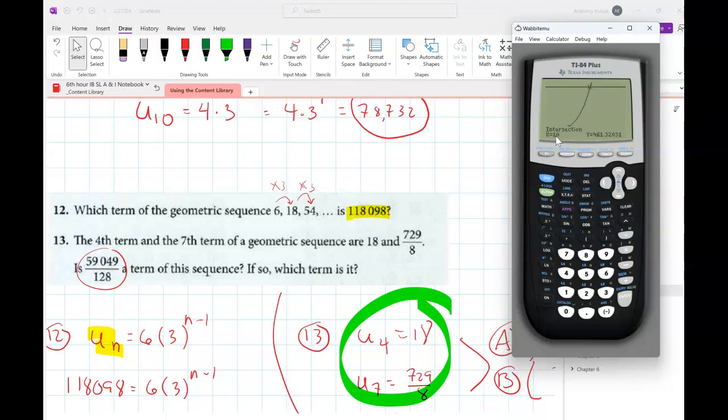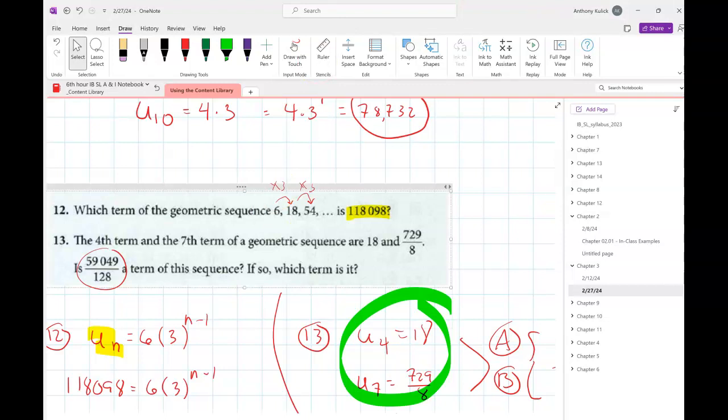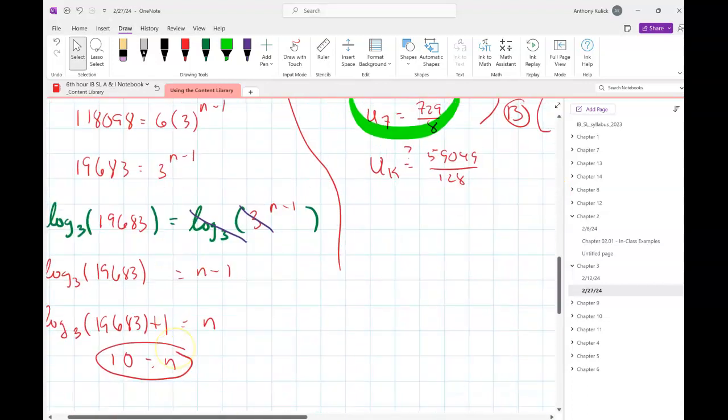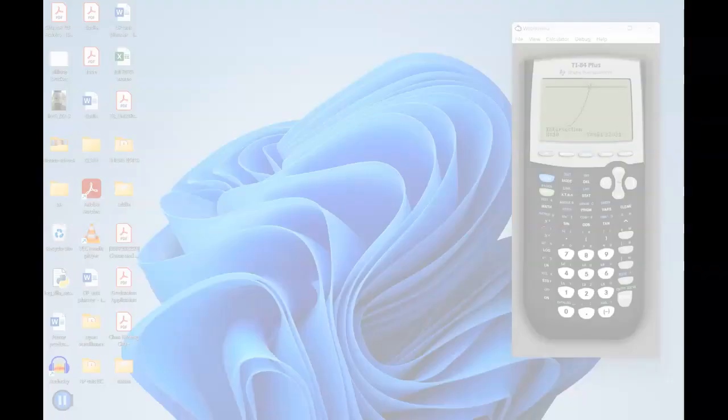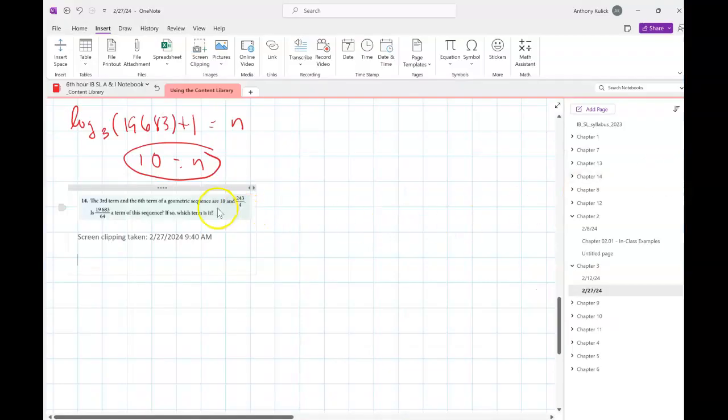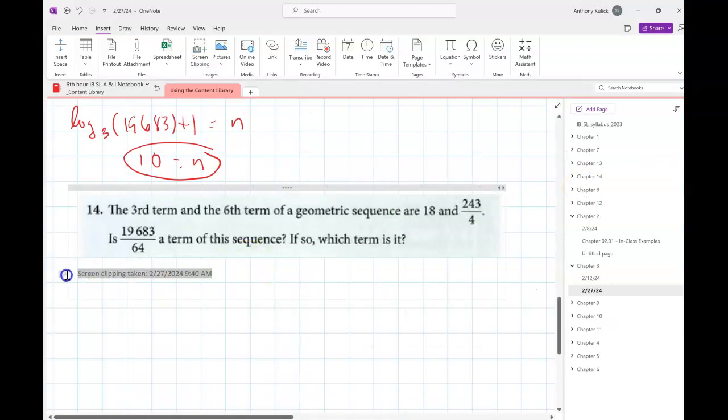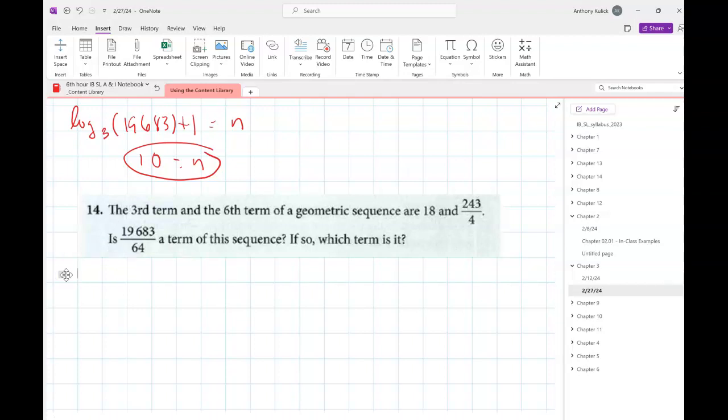Should we do that again? Okay, let's see, is there another one? Yeah, 14's like the same problem, right? Let's put 14 up here and ask you guys to do that. Just use your calculator to do it. So try it on your calculator right now. Try to do 14 on your calculator, just like we did it.